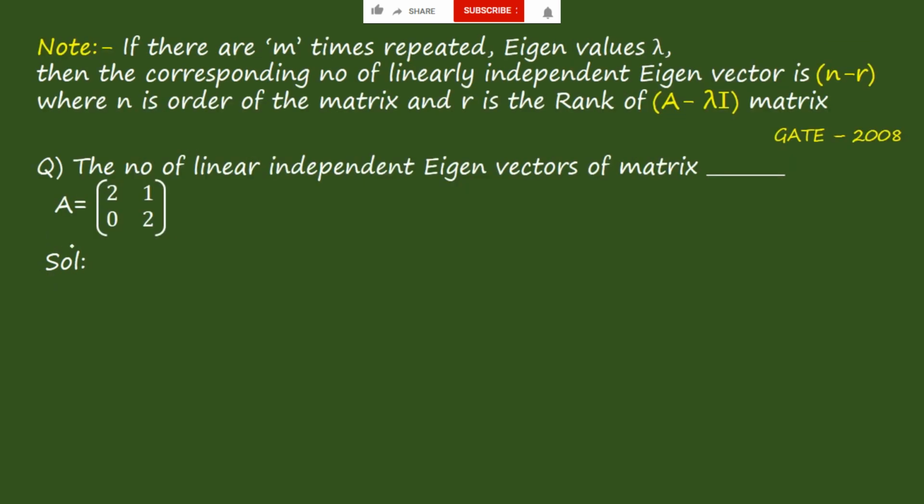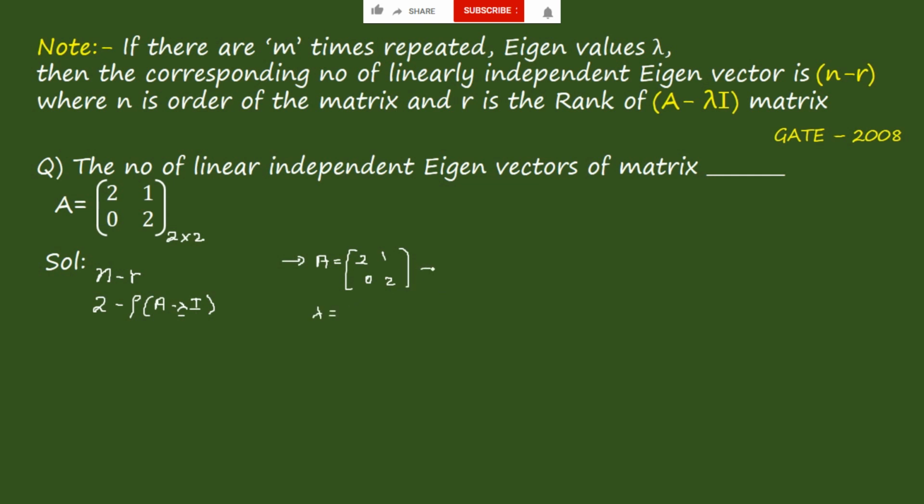Now coming to next question. The question is number of linear independent eigenvectors. Okay, here the formula is nothing but we know that n minus r, right? So here n is nothing but the order of a matrix. It is given as 2 cross 2 matrix. So order of a matrix is nothing but n is 2 minus rank. You have to find the rank of A minus lambda I, right? So to find the rank of this particular value, first you have to know the lambda value. Here the matrix A is given as 2, 1, 0, 2, right? Now you have to find the value of lambda is how much.